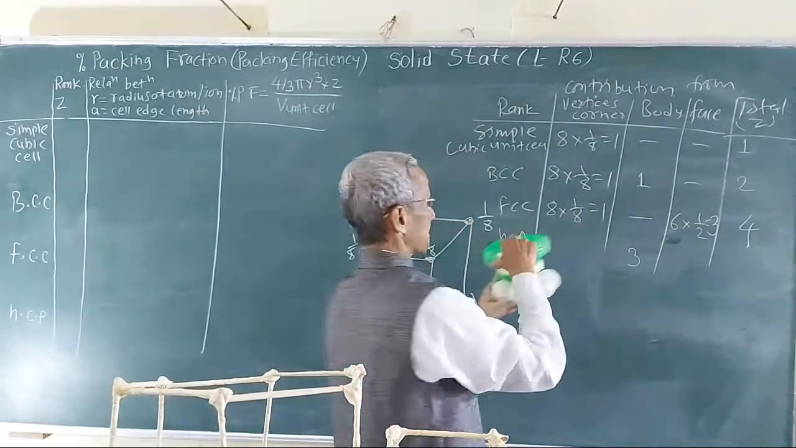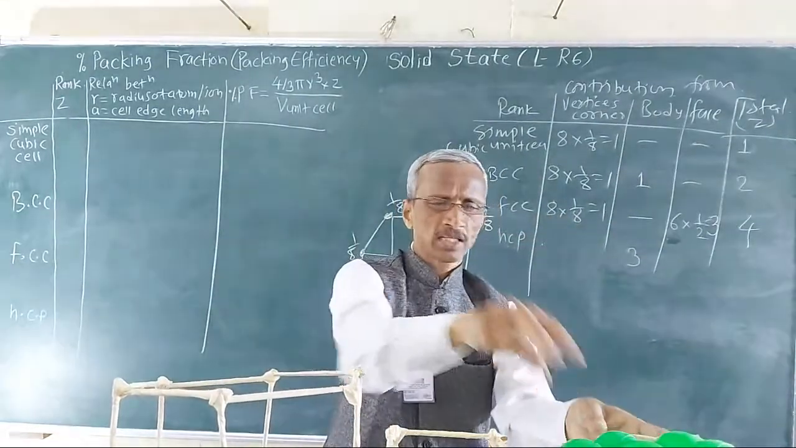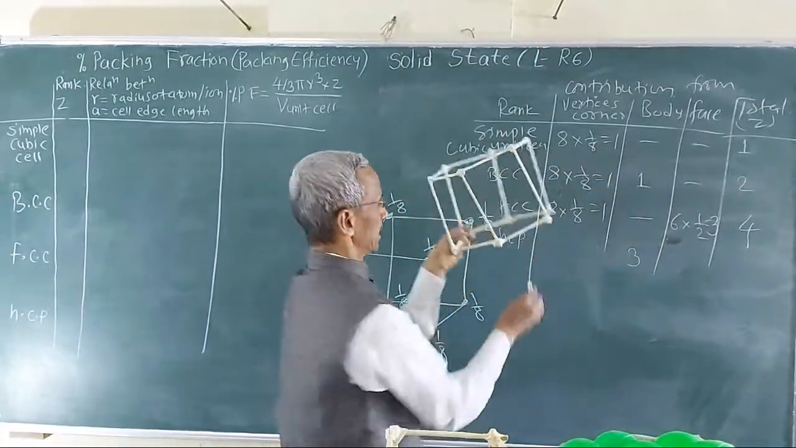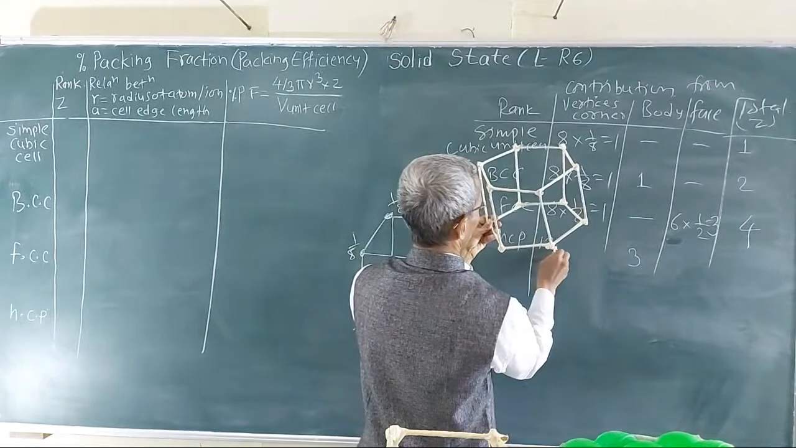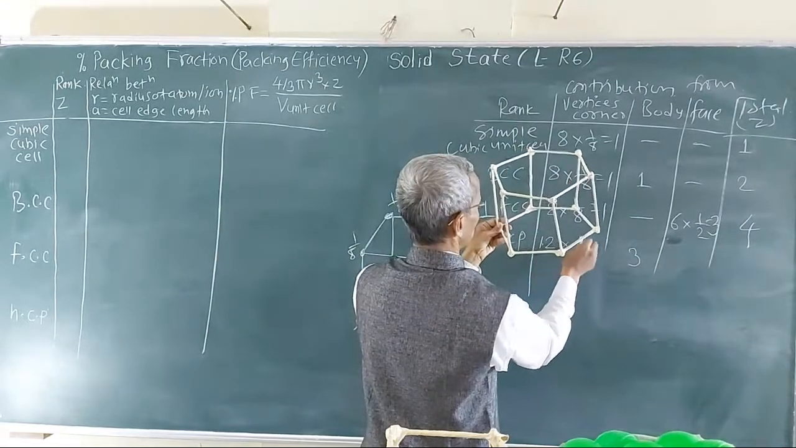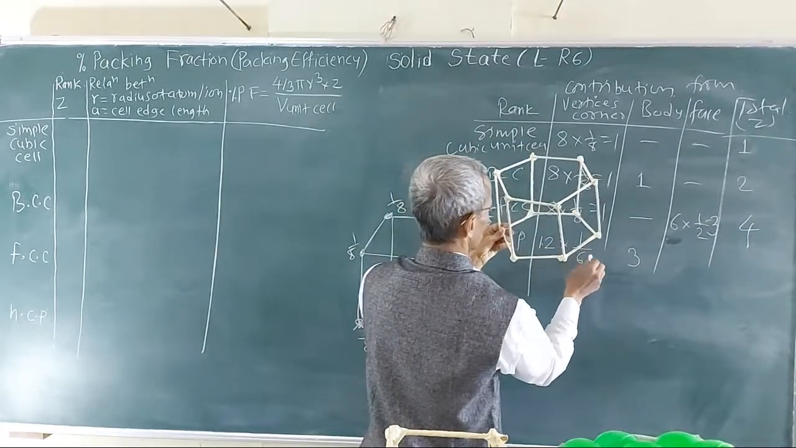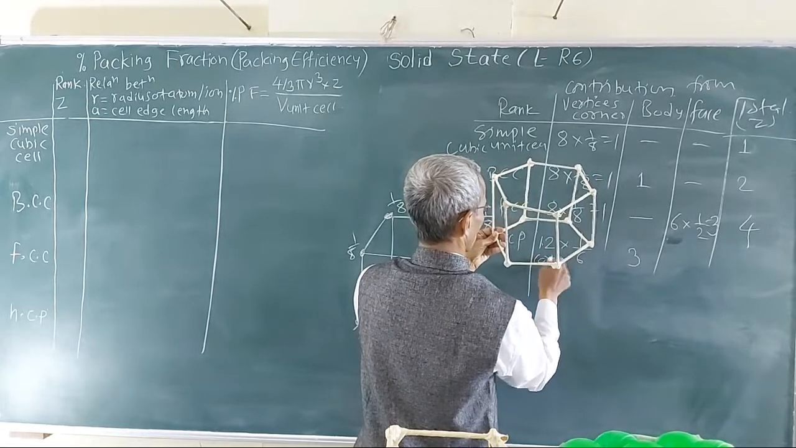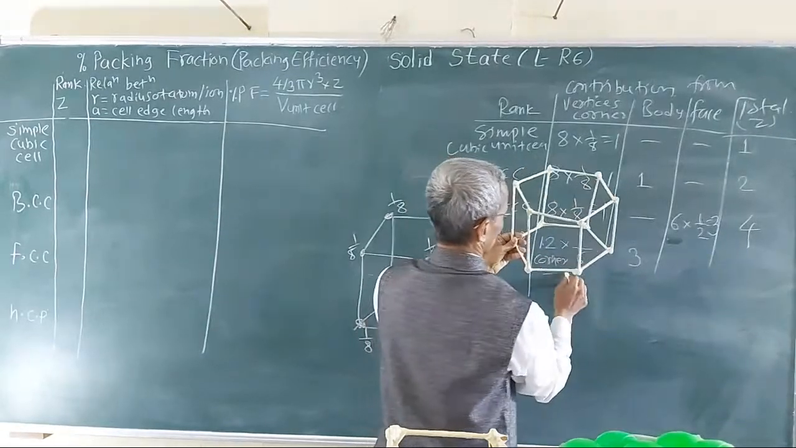Similarly, how many vertices are there? These are the 6 vertices. These are 6. There are 12 vertices. 12 vertices, and each vertex is common to 6. These are the corners. So this is the 2.